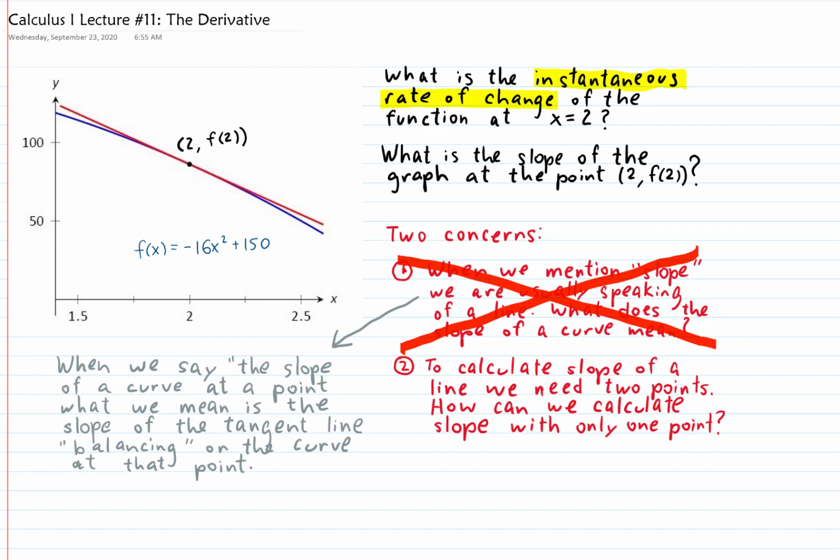Okay, so when I say slope of the parabola, I really mean the slope of that red line. Well, definitely in order to find that slope, I need 2 points. That's how many points it takes to calculate the slope of a line. So how am I going to find the slope of that line if I only know 1 point? Okay, here's how we're going to deal with that. Let's look at a new picture.